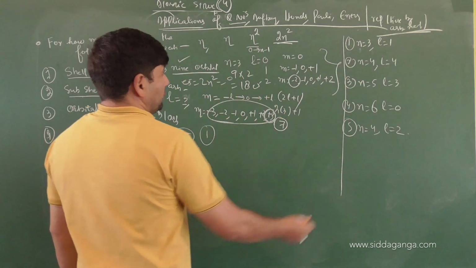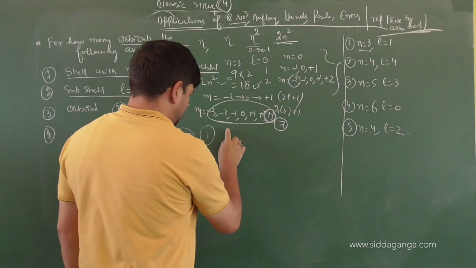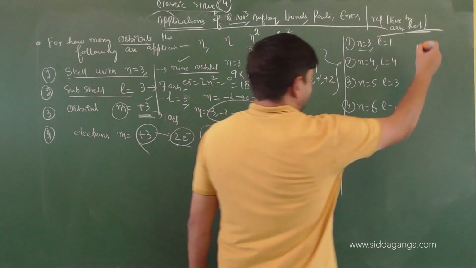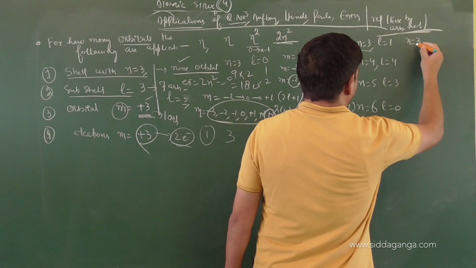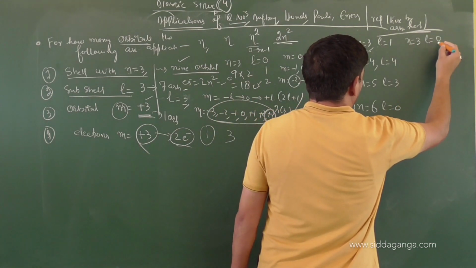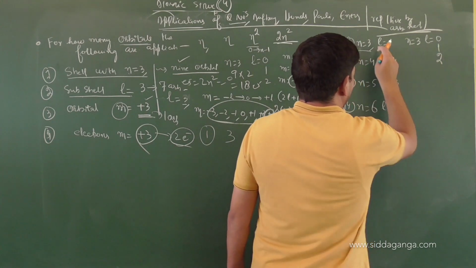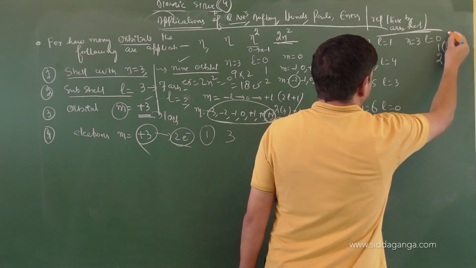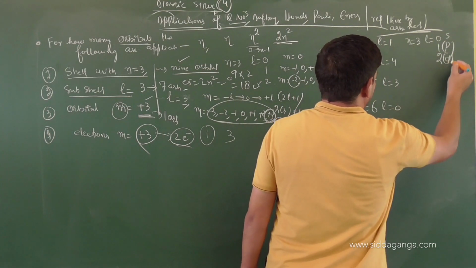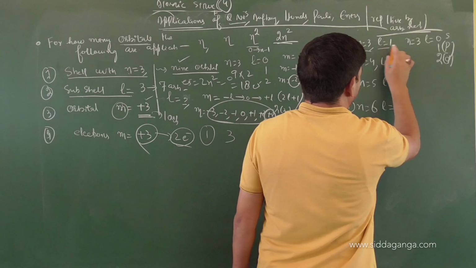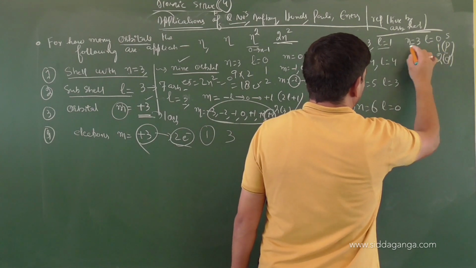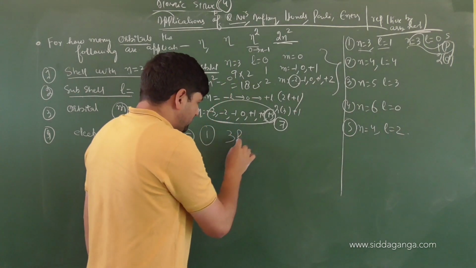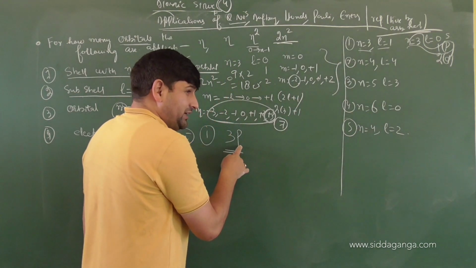So first one. What is the n value? 3. Principal quantum number is 3. What is the L value? 1. Okay. Let us see here. When n value is 3, L value will be 0, 1 and 2. 0 means s, 1 means p, and 2 means which subshell? d. But it is mentioned to you the L value is 1. When L is 1, it means p. So we are talking about principal quantum number 3 with p subshell. So we are talking about the 3p subshell.